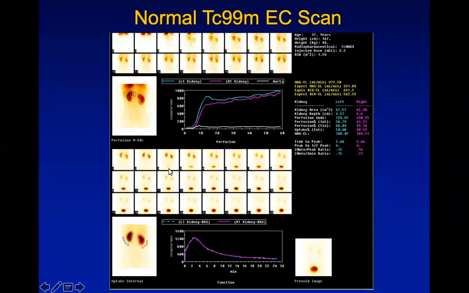This is a normally functioning kidney. So even without a diuretic, you have very fast clearance. As you can see, by 10 minutes, most of the tracer has drained out into the bladder. The remaining part of the study is just a continuation of the same.